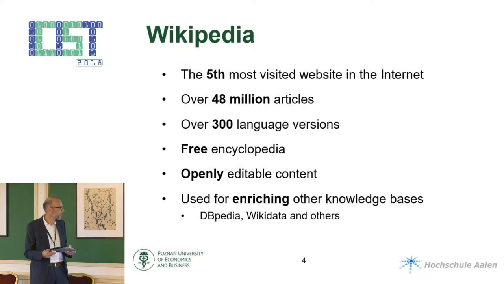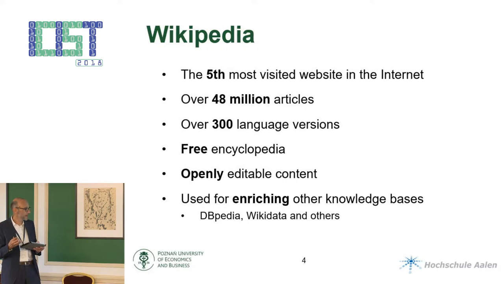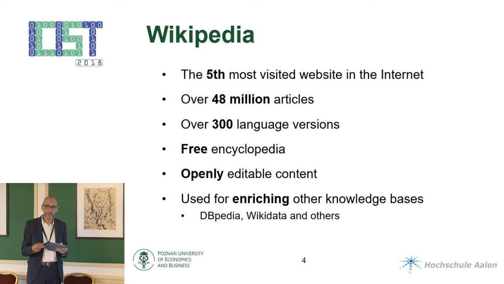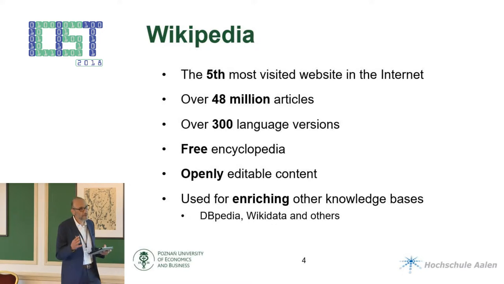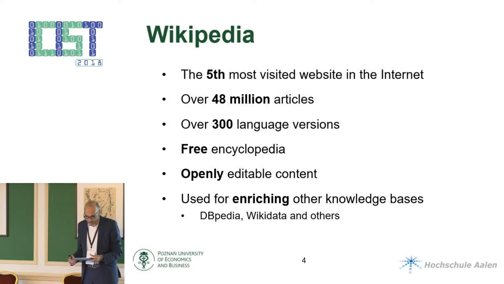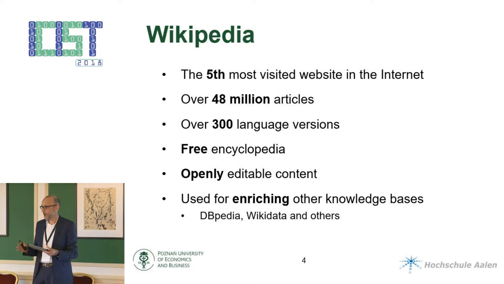We try to figure out how we can measure the assessment of specific indicators. Here, just some words about Wikipedia. It's the fifth most visited website on the internet. We have 48 million articles now, and more than 300 language versions. It's open, and it's used for enriching knowledge bases.